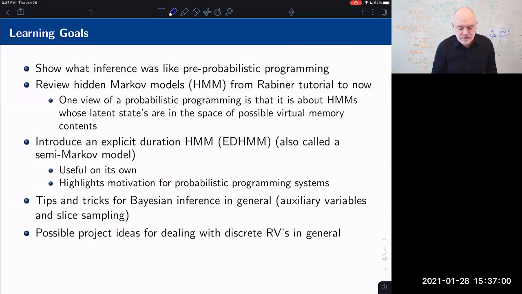So today, there's a couple of tricks in here. There's even a project idea that will show up. But today the goals are to show how you think about inference and about designing inference algorithms for particular models, particular advanced inference algorithms, before probabilistic programming, before just being able to write down something and apply a general purpose inference algorithm.